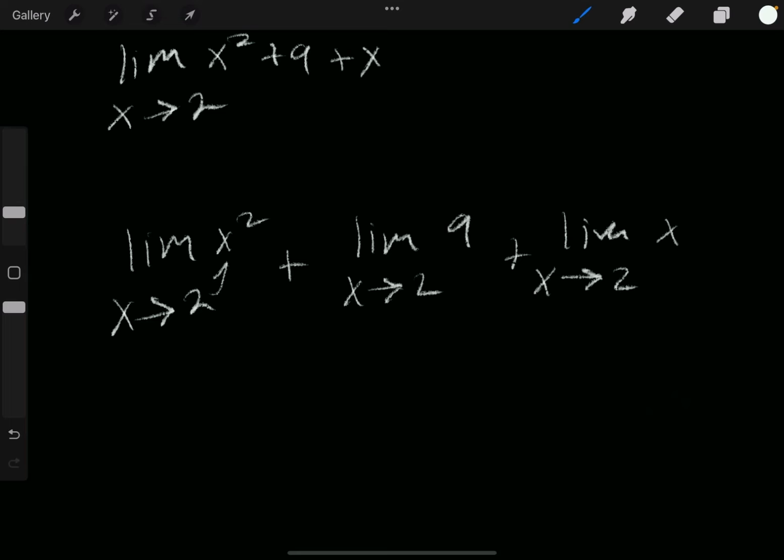So now we substitute x for 2, and we leave 9 the same because the limit of a constant is that constant. So it'll be 2 squared, which is 4, plus 9, plus 2, which is equal to 15. So the limit as x approaches 2 of x squared plus 9 plus x is equal to 15.